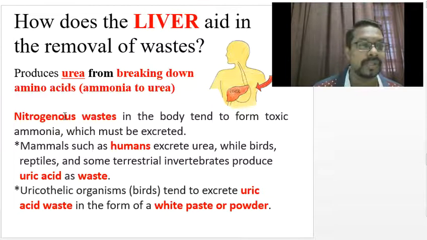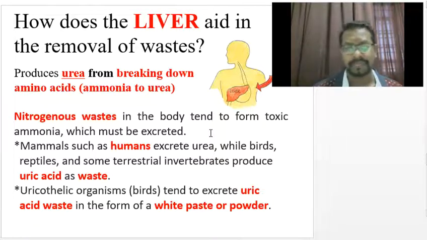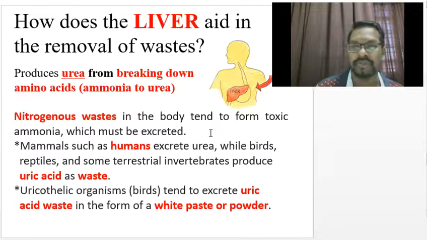Nitrogenous waste. Remember just now I said nitrogenous waste. Nitrogenous waste in the body tends to form toxic ammonia, which must be excreted. When you have an excess amount of nitrogenous waste in any form, your body system will be affected. Mainly your digestive system will be affected very badly. That's where you will have your stomach cramp. You don't feel good, and you keep getting pain in your stomach or something like that.